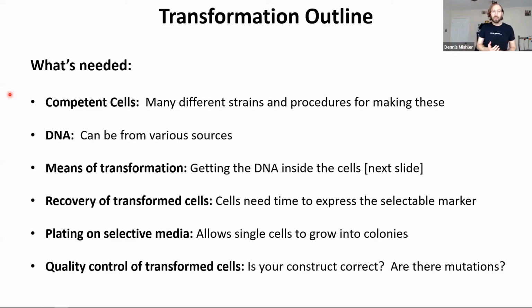The means of transformation is how we're going to get the DNA inside the cells. I'm going to talk about that on the next slide. Then recovery: after you've transformed your cells, you've got to give them some time to recover, and we'll talk about this in a little bit. Once the cells have recovered, you've got to put them onto selective media, normally an antibiotic on a plate, and from this you ideally want single colonies growing up. And finally, you need to do some sort of quality control. Normally this is going to be DNA sequencing to make sure that your construct was actually correctly made. Not just that it looks good, but that the sequence is actually what you expected.